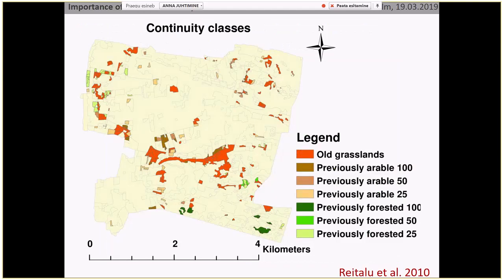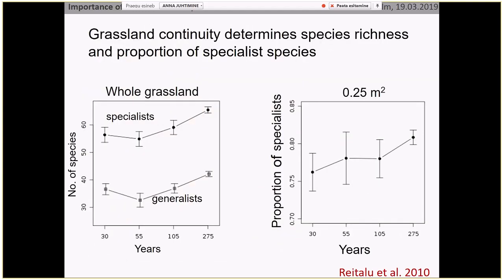And the authors here distinguished continuity classes of the grasslands, trying to establish how important the historical continuity is, how long a particular grassland has been a grassland and managed continuously. And they distinguished continuity classes and saw that this continuity, the age of the grassland, was important in determining the current biodiversity in these grasslands.